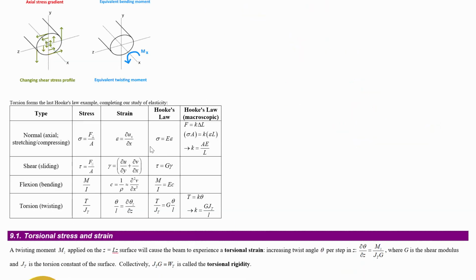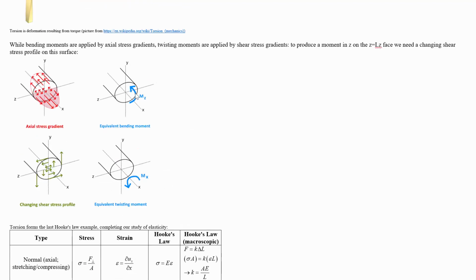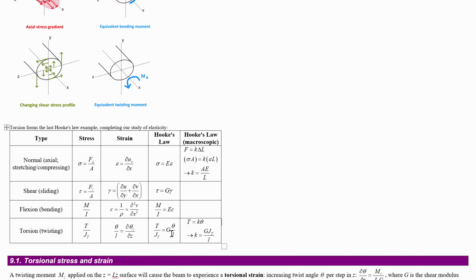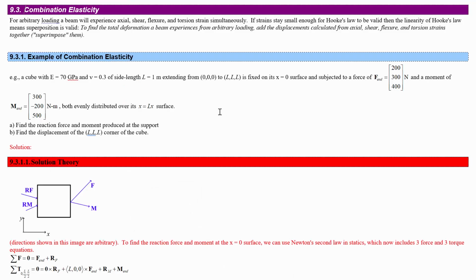So now we've figured out how to deal with axial stress and strain and shear stress and strain, and also with bending moments leading to bending deformations and even torsion leading to twisting deformations. And I know what you're thinking. Well, that's all well and good for these isolated problems where you have just one kind of these, but can't we deal with a problem where we have all of them at once? Yes, we can. And that's exactly what we're going to do in combinational elasticity.